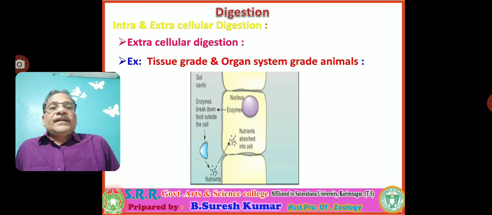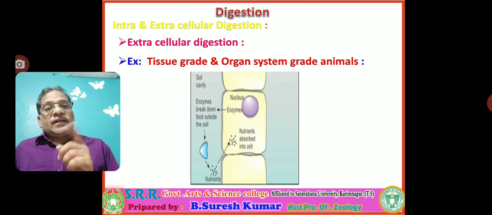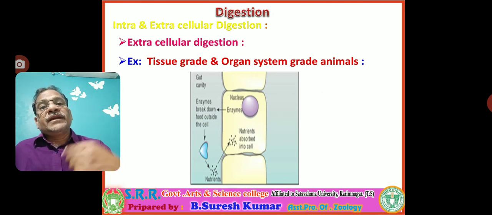So the tissue grade individuals exhibit both intra and extracellular digestion. Observe this visual. The blue color particle represents food particle. The yellow color box represents cell. From the cell, the lysosome is releasing, secreting some particles outside. They are nothing but what? Digestive enzymes. They break down, they hydrolyze the food particle outside the cell. Then after completion of digestion, the particles enter into the cell. That is the process of extracellular digestion.